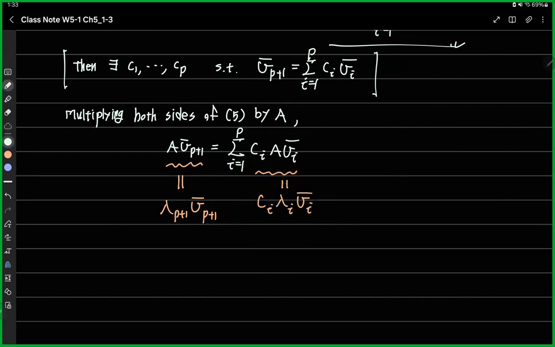So let me extend this expression. It means that c1 lambda 1 v1 plus through cp lambda p vp is equal to lambda(p+1) v(p+1). That's what that says, right? And now, instead of that, we multiply both sides by lambda(p+1).